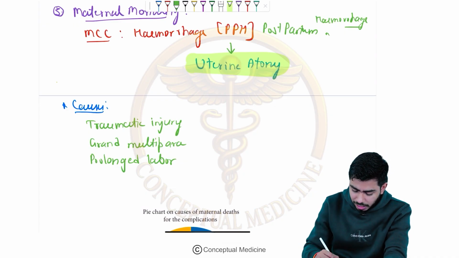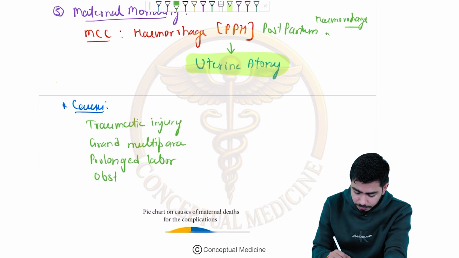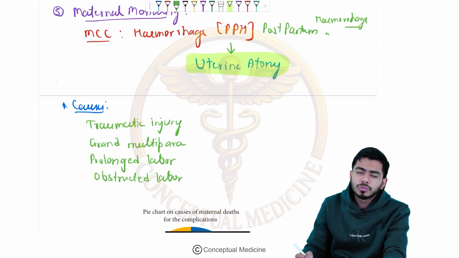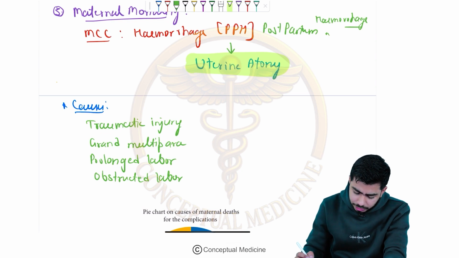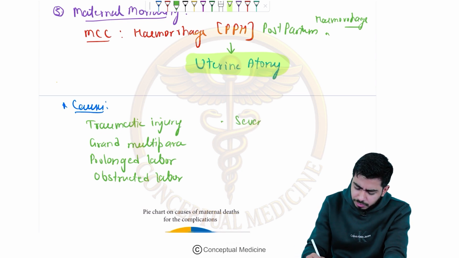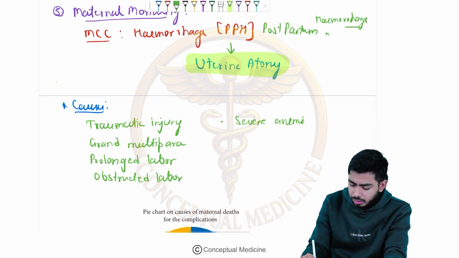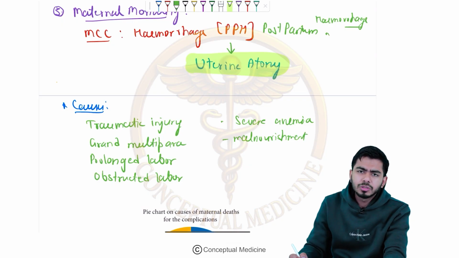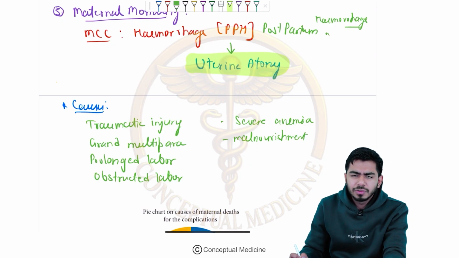So prolonged labor can be a cause. Then obstructed labor can also be a cause. Then obviously severe anemia and malnourishment. All of these could be causes, and there are many other causes that might lead to maternal mortality or maternal death. So, a very, very important thing.